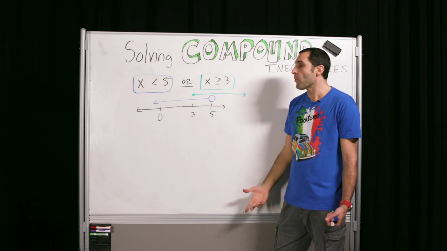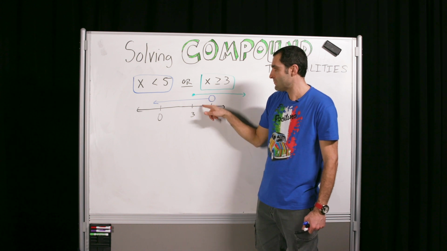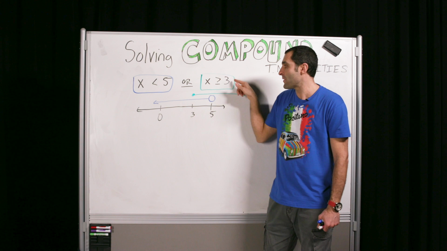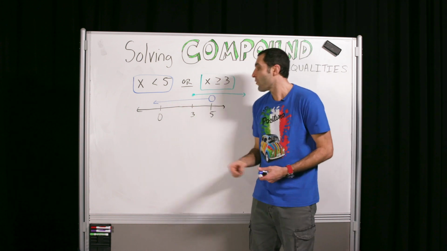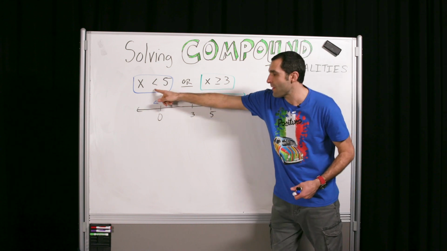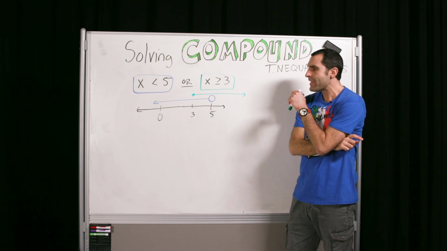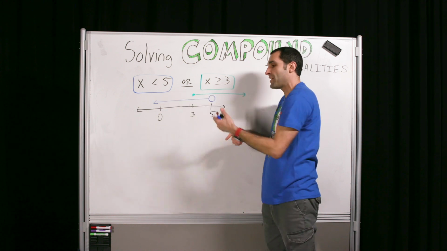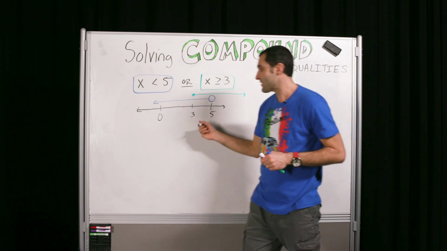What about 4? 4 makes this happy. 4 is blue. 4 makes this happy. 4 is greater than or equal to 3. So since it makes both happy, 4 is a solution. What about 10? 10 is green. 10 doesn't make this happy, but 10 makes this happy. So I tried every single number I can think of, is blue or green or both. Every single number is actually covered. So the answer to this compound inequality is all real numbers.